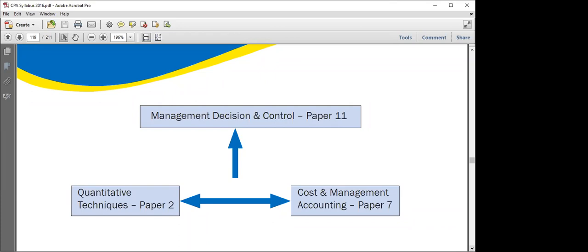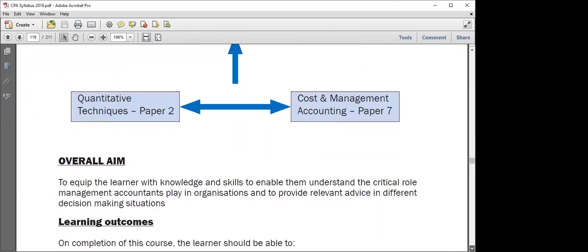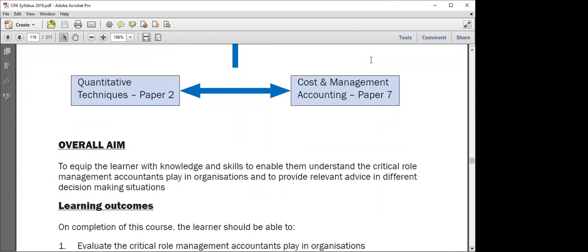The same thing with quantitative techniques. Not everything in quantitative techniques do you really find in MDC. We just pick a few techniques, for example, linear programming and maybe regression analysis. But for cost and management accounting, there's a lot that we pick from it as we proceed to study our paper 11.